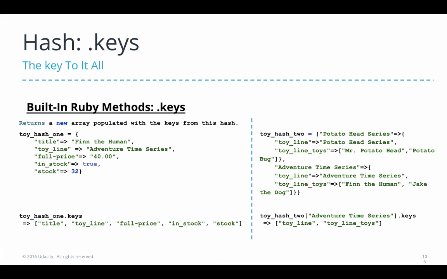In order for me to gain access to toyline and toyline_toys as keys using the built-in Ruby hash method .keys, I'll need to access those nested elements. In this case, toy_hash_2["Adventure Time series"].keys will return toyline and toyline_toys as an array with keys from that particular nested hash.